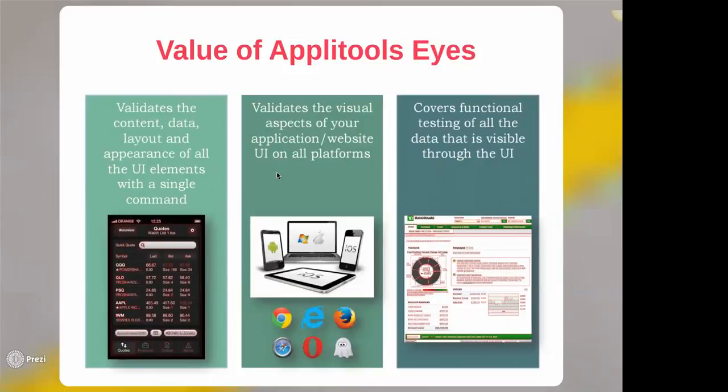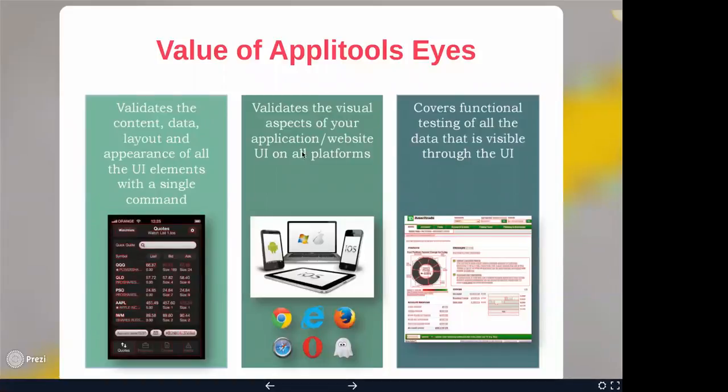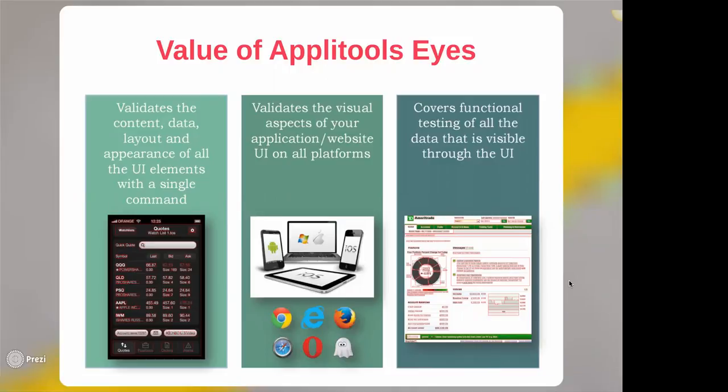And I'll tell you why Applitools is better than other software out there too. It validates the visual aspects of your application or website on all the platforms. It covers functional testing of the data that is visible through the UI. There's so much dynamic content on our site, which you can ignore in Applitools. You can say, in my web page, this is the portion where the ad appears, and the ad or the news constantly changes, so just ignore that region and validate the rest of the layout, or the rest of the content.